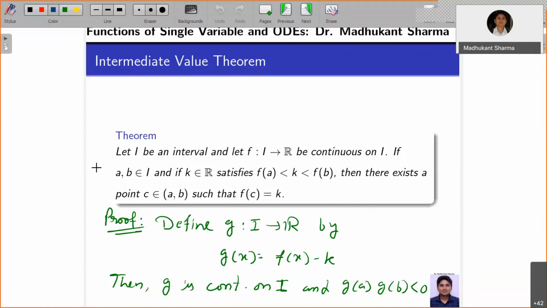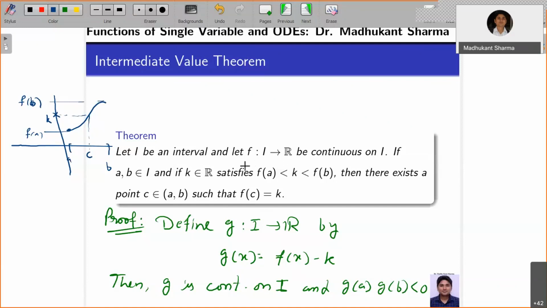The situation is like this: the function is continuous, and let's say this is your f(a) and this is f(b). If you take any value k here, you will always be able to locate a point c in the interval a to b such that f(c) is that value k, provided the function is continuous.